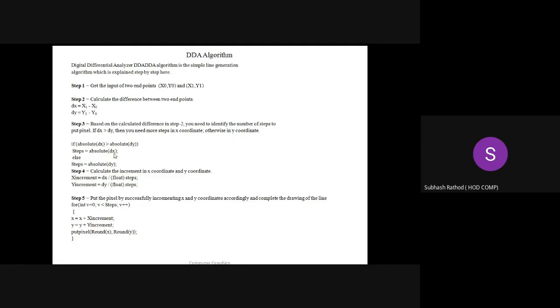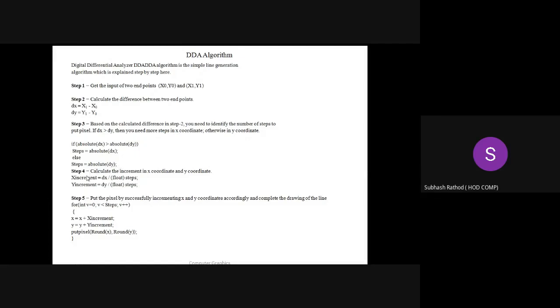So steps equal to absolute dx if the condition is true, then this will be executed. If this condition is false, the else part will be executed. If the condition is true, steps equal to absolute dx will be executed. If the condition is false, then the else part will be executed, which is steps equal to absolute dy.